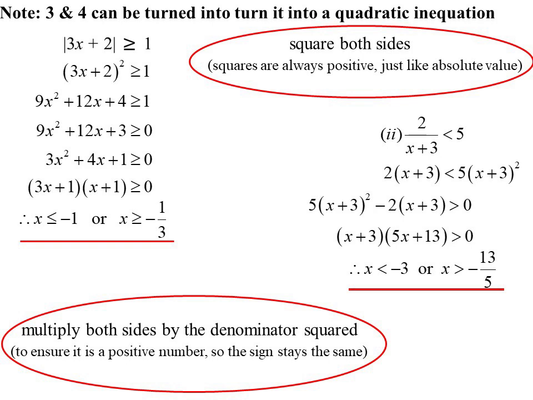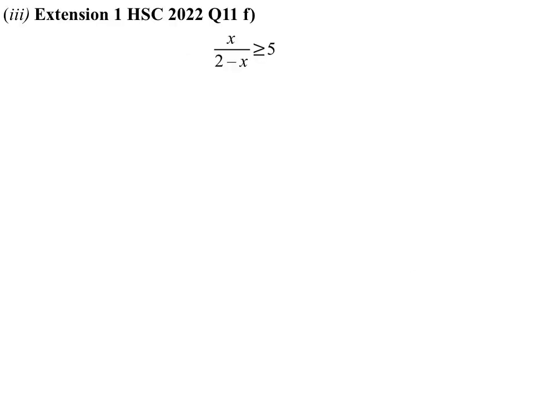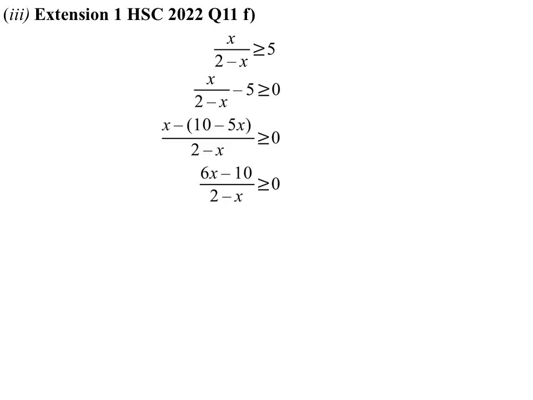Let's have a look at the Extension 1 HSC from last year. This was the pronumeral in the denominator question. x on 2 minus x is greater than or equal to 5. Here's the way we looked at yesterday. Yet another approach. Let's move everything to the left-hand side, turn it into one fraction. Now, yesterday I said the top could bring out the critical point for the x-intercepts, the bottom would bring out the critical point for the asymptotes.